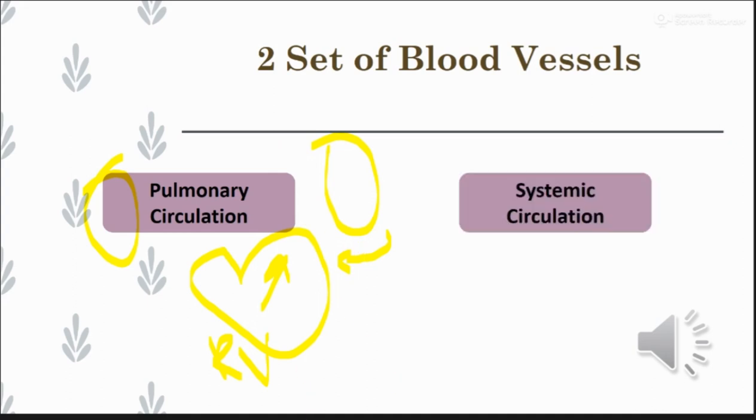Okay, let's go next. Your systemic circulation, on the other hand, is the system of vessels that carries blood from the left ventricle to the aorta to the body, okay? And then from the body back to the right atrium, which is now deoxygenated blood. Basically that's your systemic circulation, from the heart to the body, from the body back to the heart.